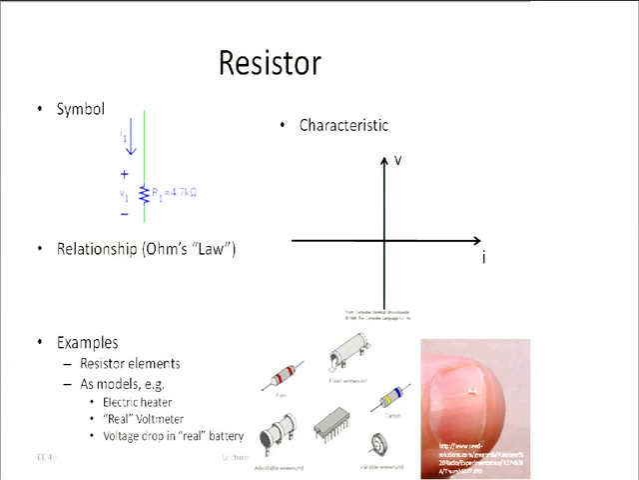Okay, so what's the relationship of a resistor? Well, a resistor basically says that the voltage across the resistance is proportional to the current that's flowing. And the slope of this line is the resistance. We can capture this mathematically also, right? The voltage is equal to the resistance times the current. And this is called Ohm's law.